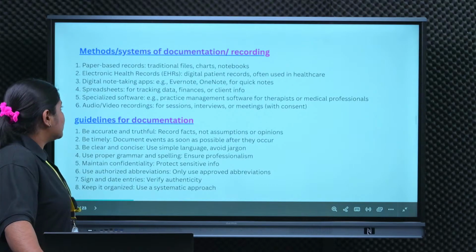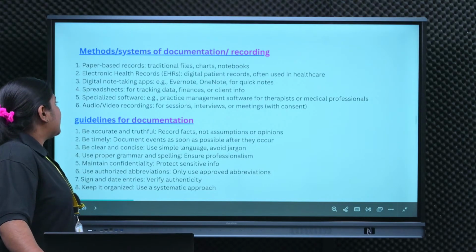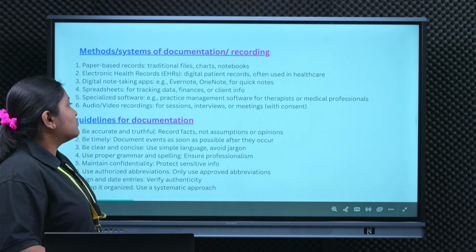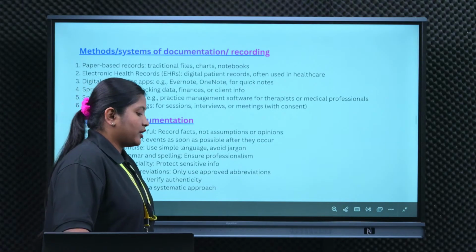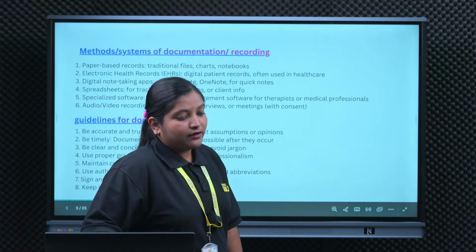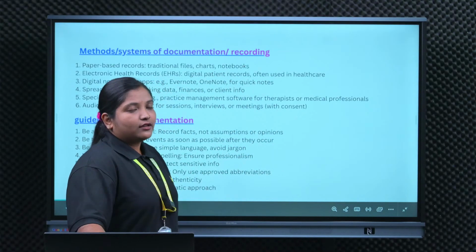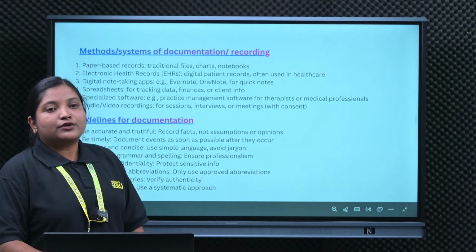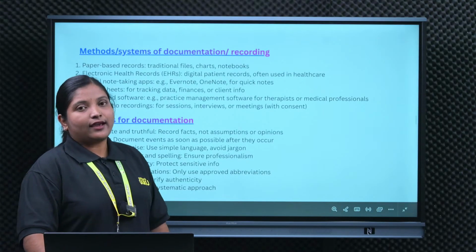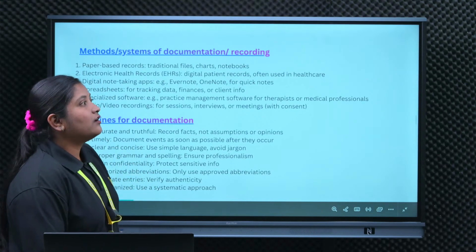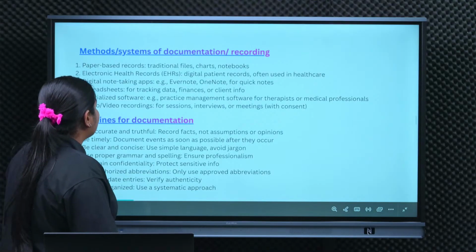Then audio video recording for sessions, interviews or meetings, with consent. So these are also records which we can use. With consent, we can use video and audio-visual recordings to maintain the records. So these are the methods.